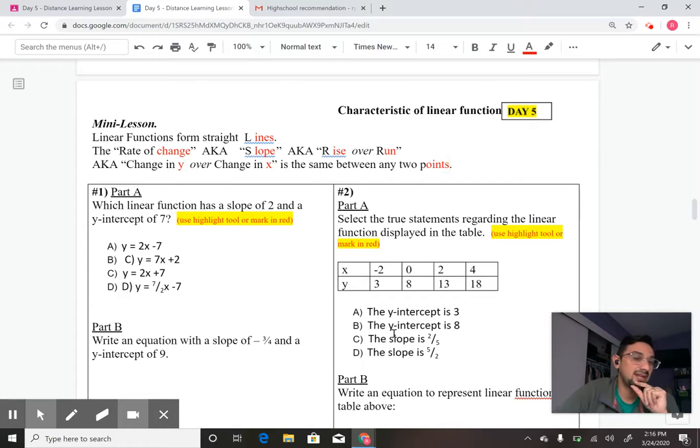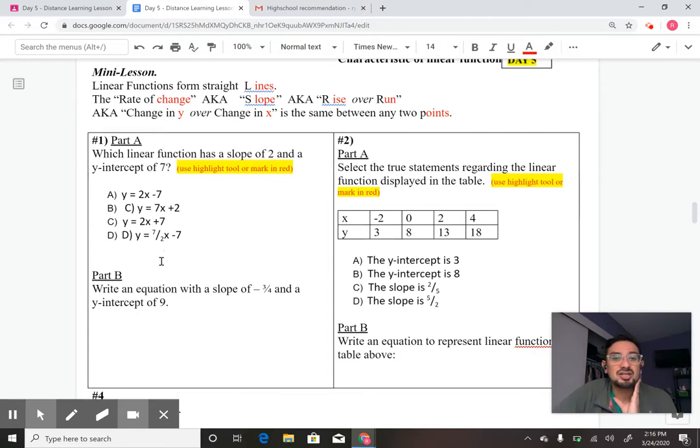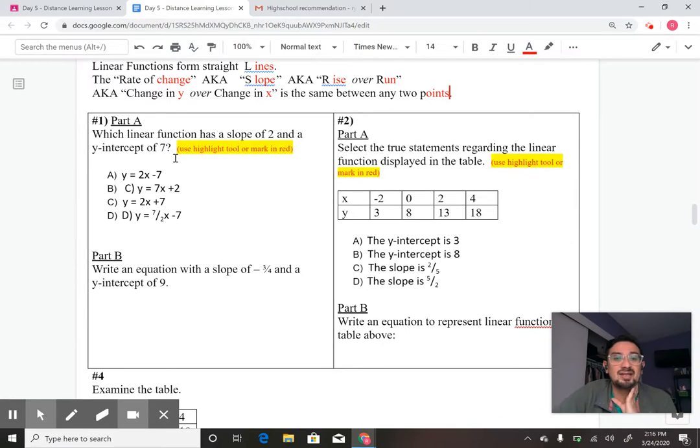So let's start with the beginning. Linear functions form straight lines. The rate of change, aka slope, aka rise over run, aka change in y over change in x, is the same between any 2 points. Okay, remember that information. Which linear function has a slope of 2 and a y-intercept of 7? Use your highlight tool or mark in red.